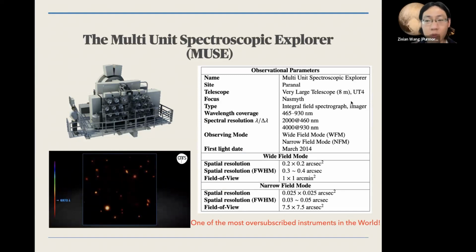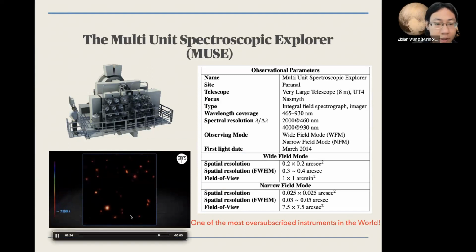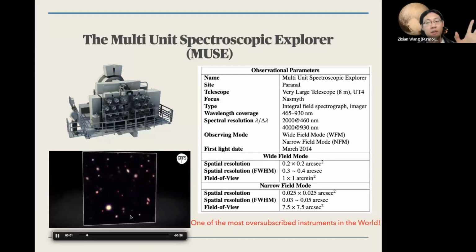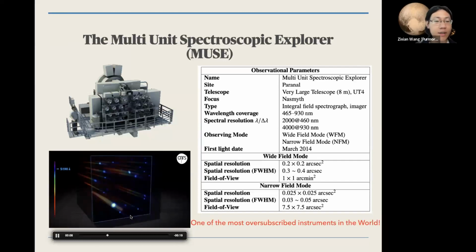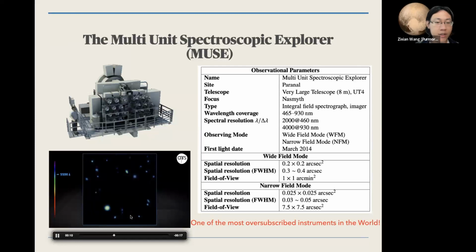So MUSE is an integral field spectrograph. By that I mean, if you look at the left bottom video, the data product for this instrument is like a 3D cube, with 2 dimensions in spatial, like area, and the 3rd dimension is wavelength. So during the observation, what you get is like a 2D image, but on each pixel, it's not just one flux value, it's actually a spectrum.